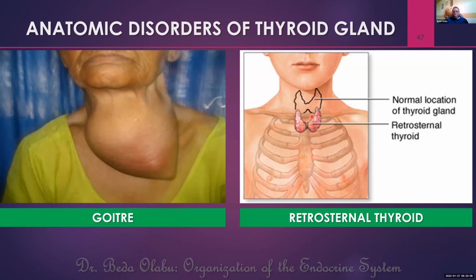Some people may have thyroid gland not in the neck, as we've mentioned, but somewhere in the thorax behind the sternum. We call that retrosternal thyroid. This is a developmental disorder of the thyroid gland where it becomes stationed behind the sternum. It may also be in the tongue, in which case we call it lingual thyroid gland. So the concept is that you can have ectopic thyroid gland, and retrosternal thyroid is just one of the examples.